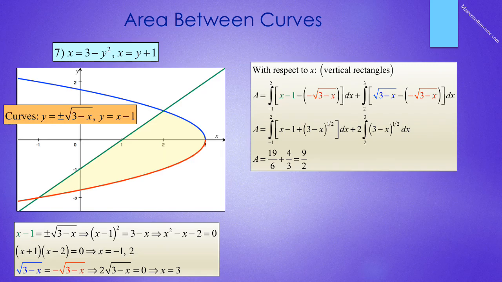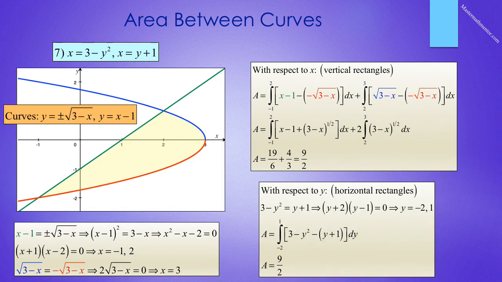We can simplify this a bit. We get the integral from -1 to 2 of x minus 1 plus the square root of 3 minus x dx plus 2 times the integral from 2 to 3 of the square root of 3 minus x dx. And while we can do this with the calculator, we could also do it by the fundamental theorem, but it will involve the little u substitution. We choose to do it by the calculator, and we get the 2 integrals are 19/6 plus 4/3, and our final answer is 9/2.